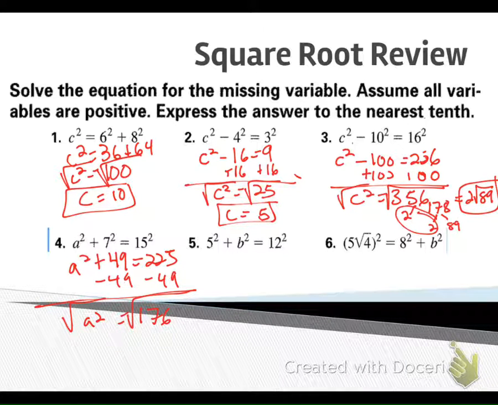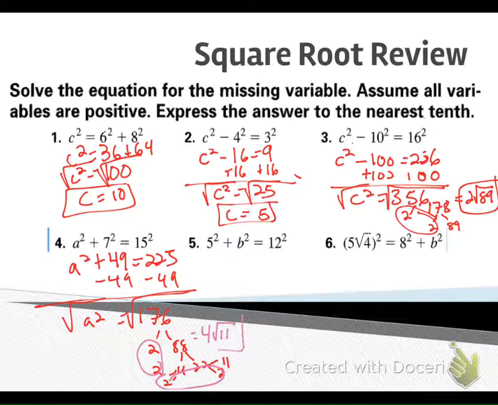Factors of 176. 4 and 88. Factors of 4 are going to be 2 and 2. Factors of 88. Oh, you said 2 and 88. Sorry. Fix that up. 2 and 88. Factors of 88. 4 and 2. Factors of 4. And then factors of 22. Okay, things that have buddies. 2's. 2's. So 2 times 2 is? Doesn't have a buddy? 11. So 4 square root of 11.